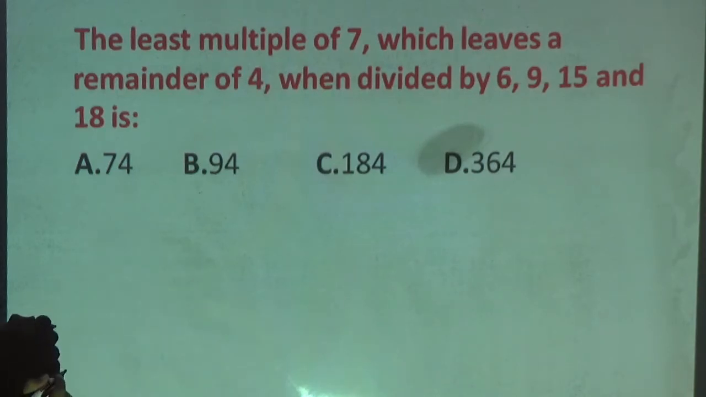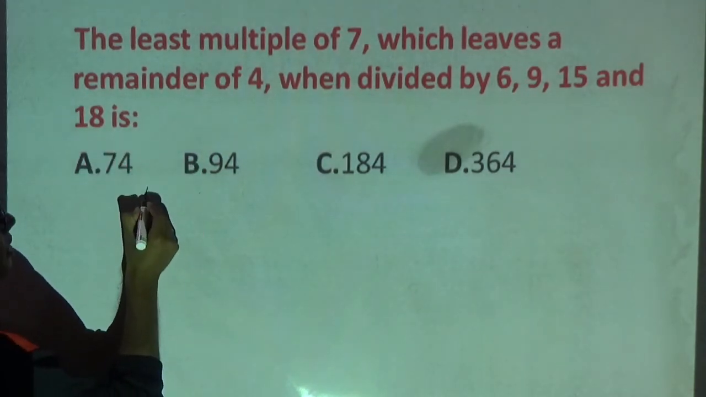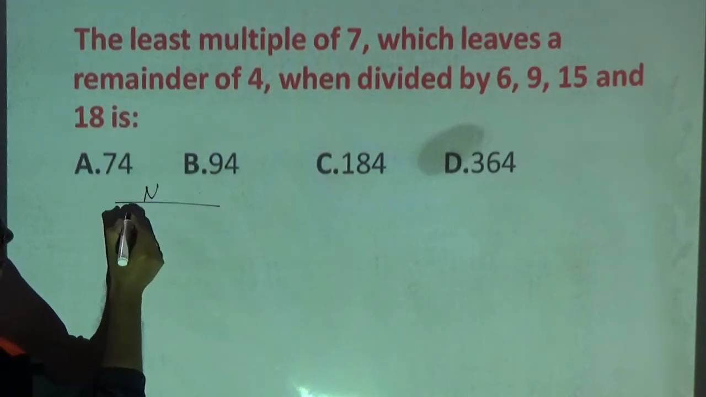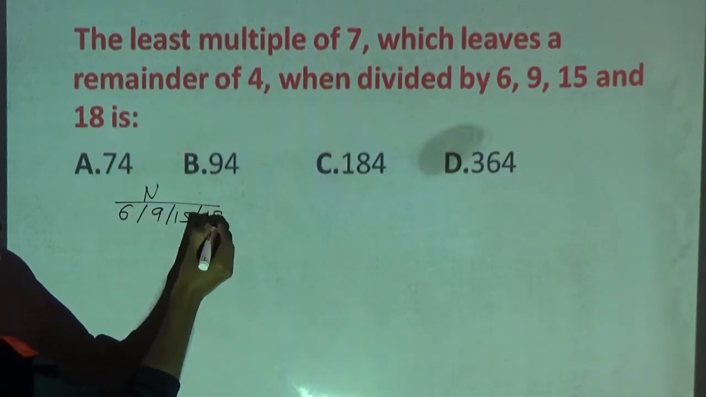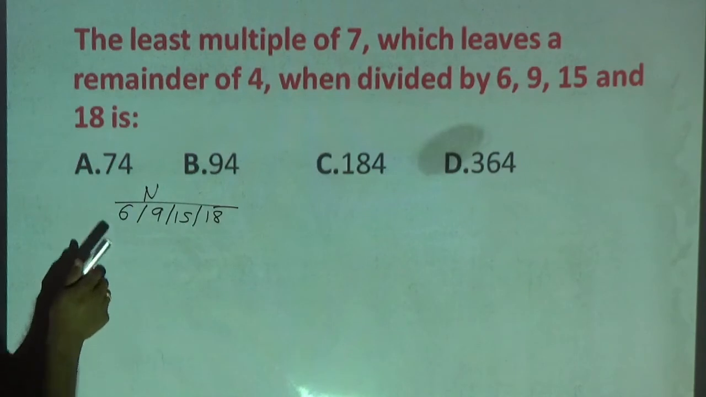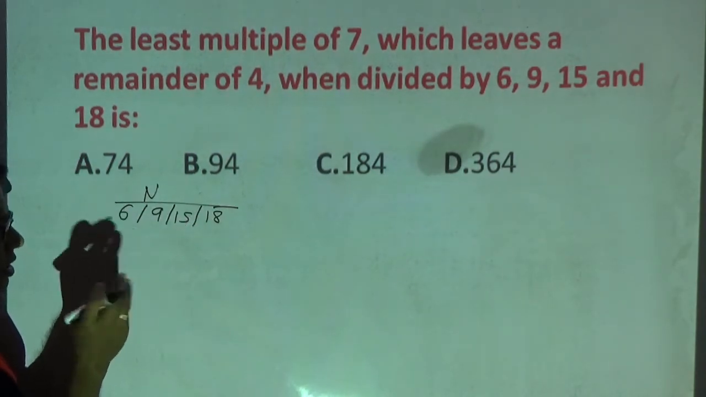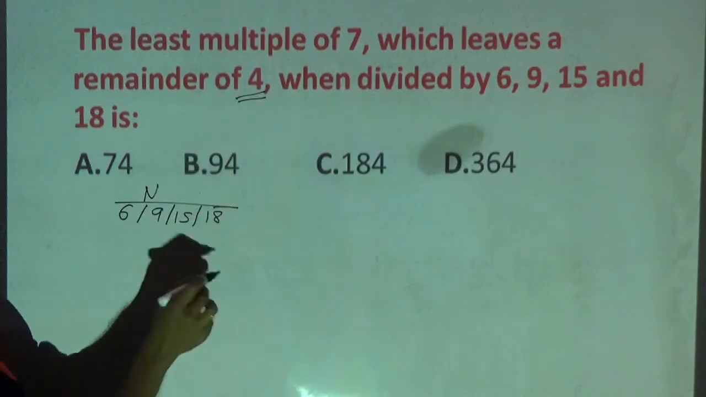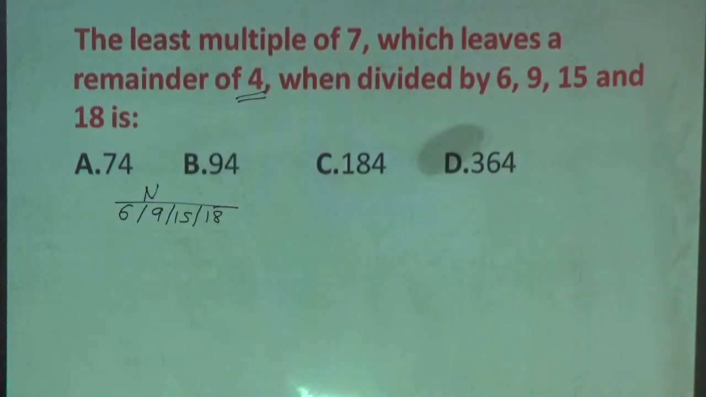The next problem: the least multiple of 7 which leaves remainder 4 when it is divided by 6, 9, 15 and 18. When I divide the number by 6, 9, 15 and 18, I am going to get the remainder 4, and they have also told us that n is a multiple of 7.